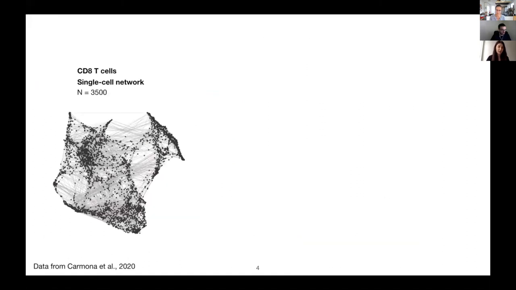As an example, I will use this data set of CD8 T cells. CD8 T cells are known to be very heterogeneous, but not with very distant clusters, as you can see here. This is a network view representation of single-cell RNA-seq data. Probably you are more familiar with the UMAP or TSNE, but this is kind of equivalent. Here, as in TSNE or UMAP, each dot represents a cell and proximity represents a transcriptional similarity.